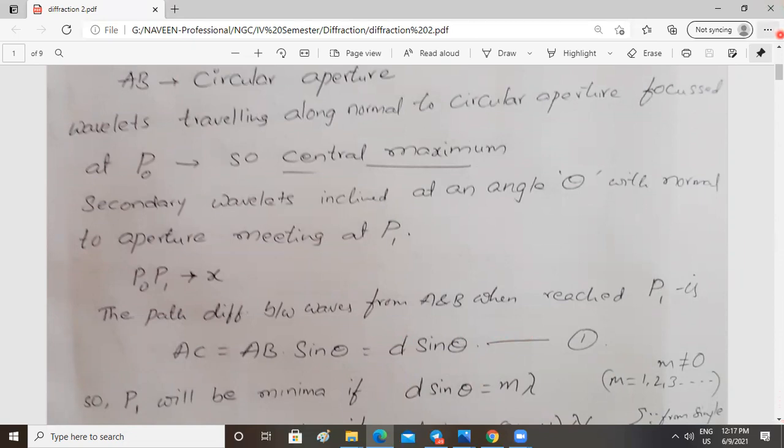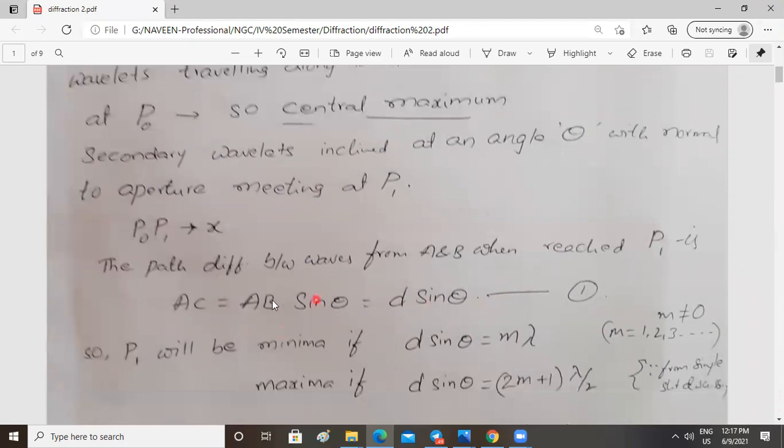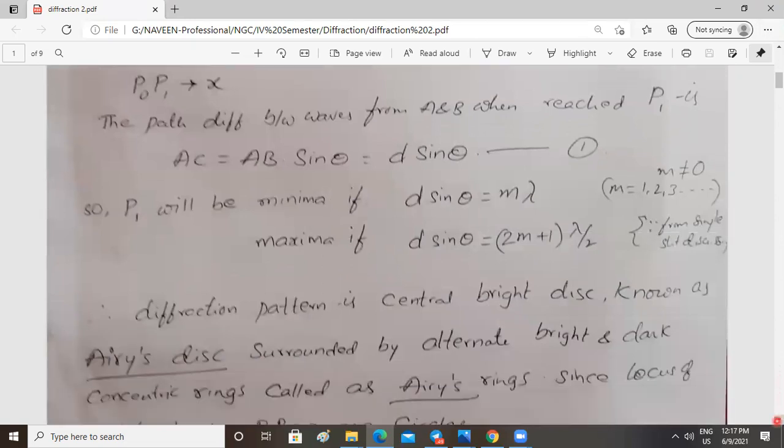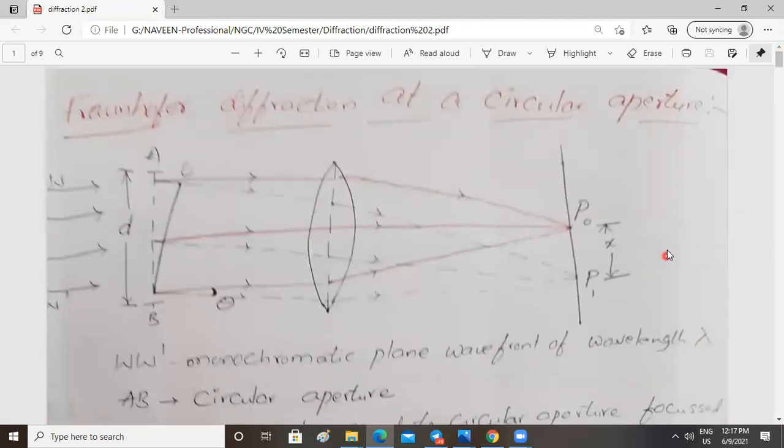It is similar to the discussion of the single slit diffraction pattern. So we can directly say that if D sine theta is equal to m lambda, minima occur, and if D sine theta is equal to (m plus 1/2) lambda, there we get secondary maxima. For minima, D sine theta is equal to m lambda, where m is equal to 1, 2, 3.